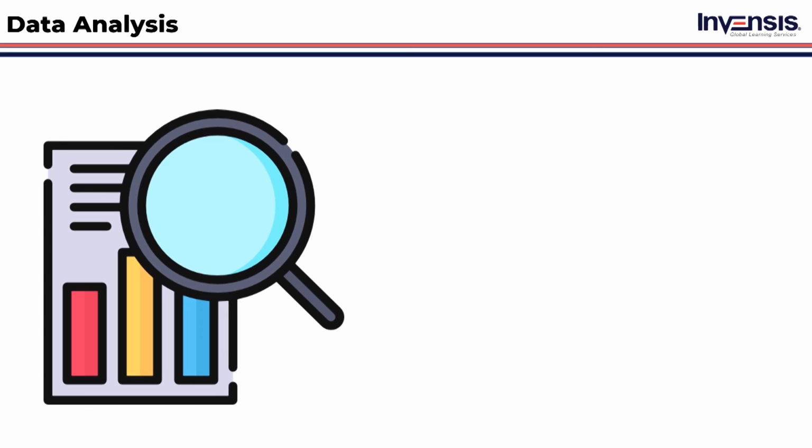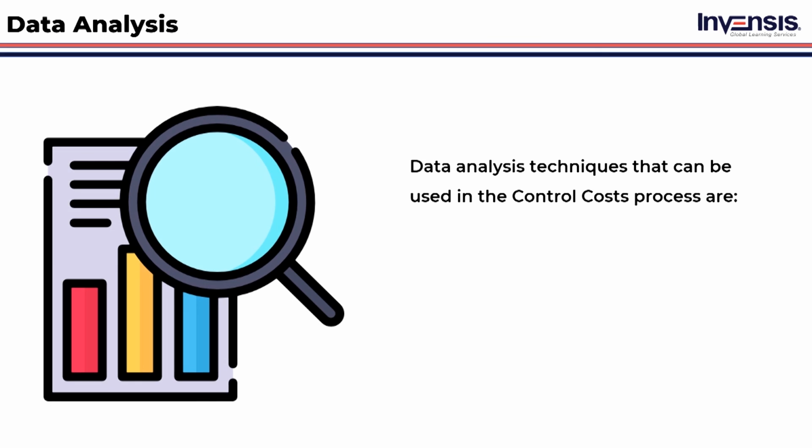Now, we will discuss the data analysis. Data analysis techniques that can be used in the control costs process are: earned value analysis. Earned value analysis compares the baseline of performance measurement to real schedule and cost performance. The performance measurement baseline is formed by combining the scope baseline, the cost baseline, and the schedule baseline.